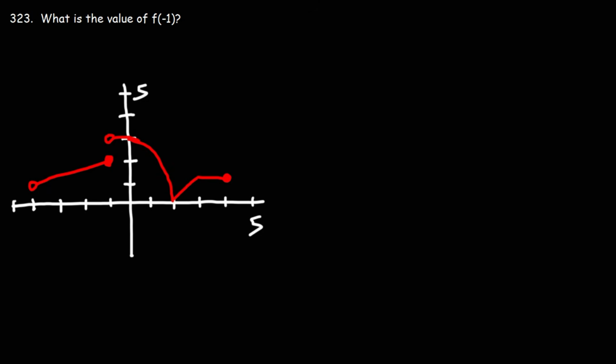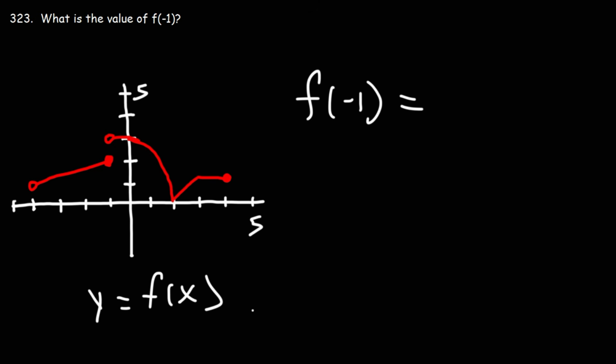Number 323. What is the value of f of negative 1? Now remember, y is equal to f of x. The number inside of the function is x. The value that you get from the outside, or the output value, is y.